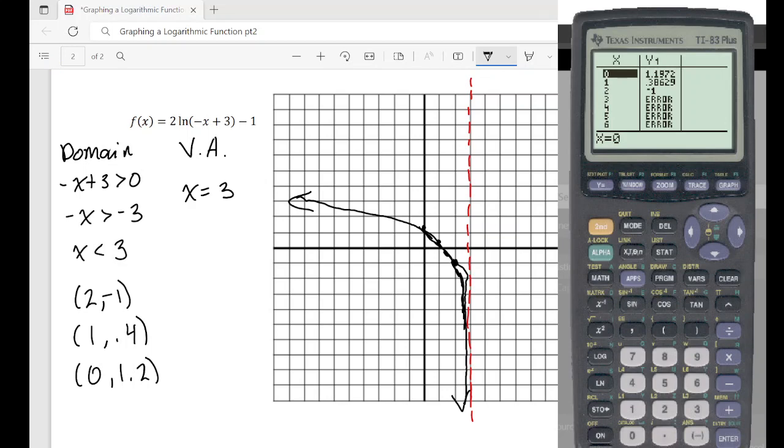So again, let's verify it with our calculator. So just hit graph, and there it goes. So I drew going the other direction, but it's the same thing essentially. So it looks pretty good doing that. So again, get your domain, get your vertical asymptote, find a couple points, about 3, plug them in, graph them as best you can.